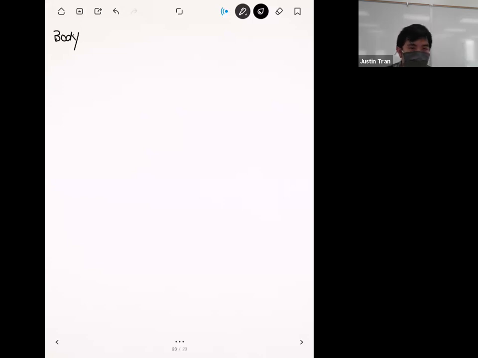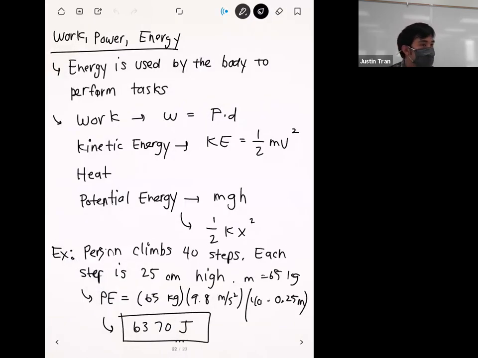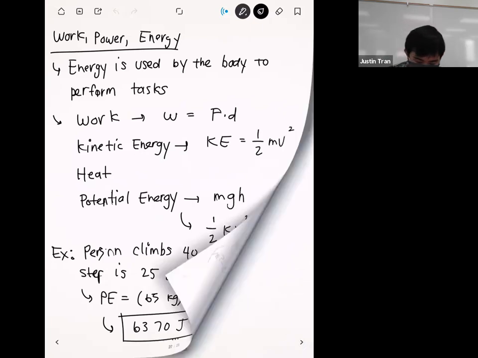In truth, your body actually needs to expend more. The final answer was 6,370 joules. In order to perform a task like this, the body has to actually expend a lot more energy.